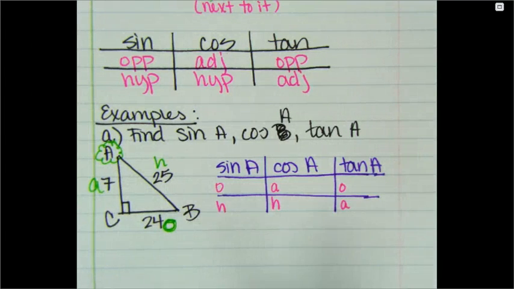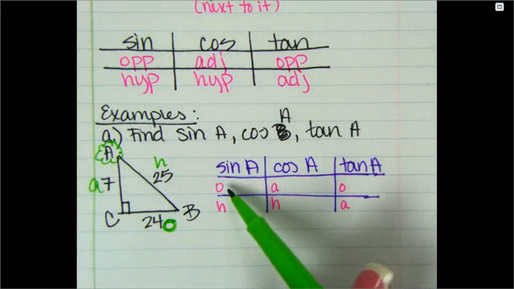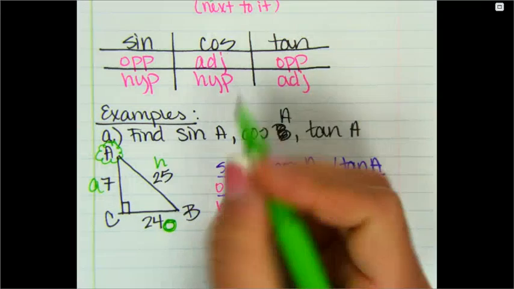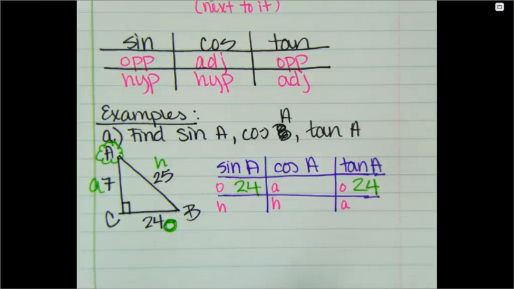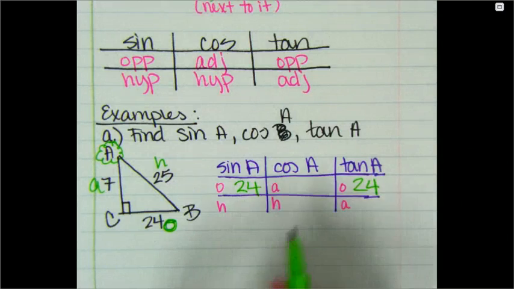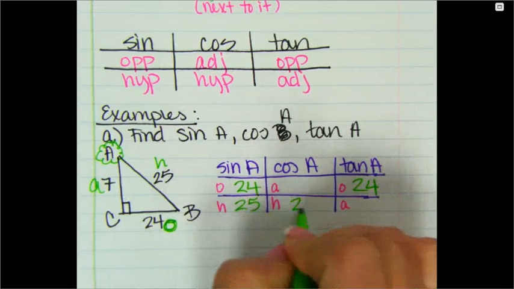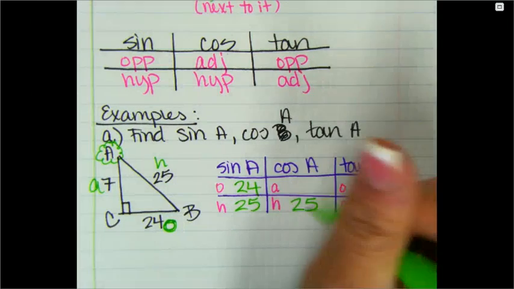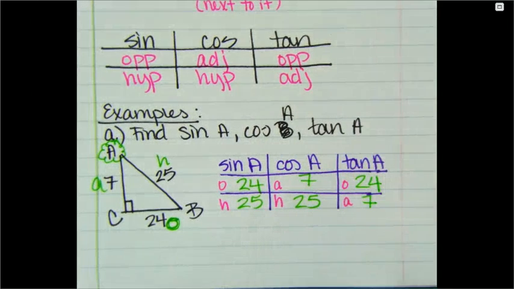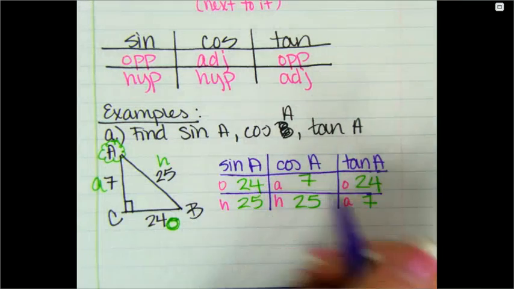Okay, this is all you're going to do. You ready? Plug in. If I'm looking for opposite, what's opposite? 24. Everybody say O, put in 24. Hypotenuse is H. So what is my hypotenuse? Everybody say H, and plug in 25. And adjacent is what? Good? Questions?